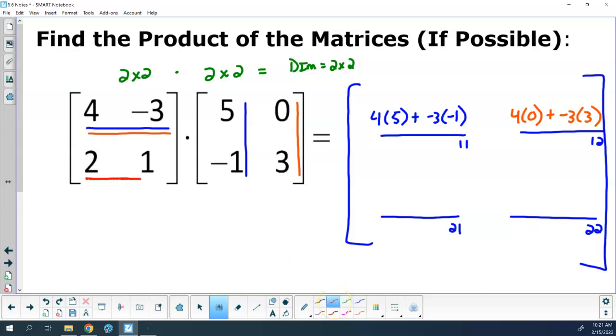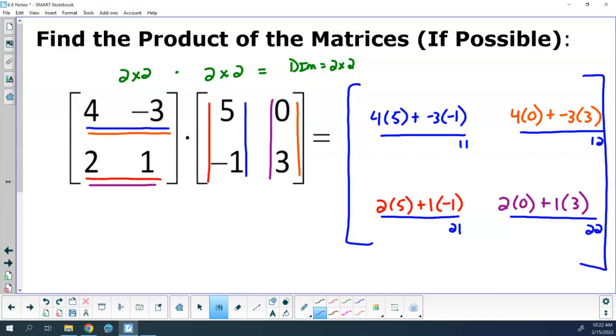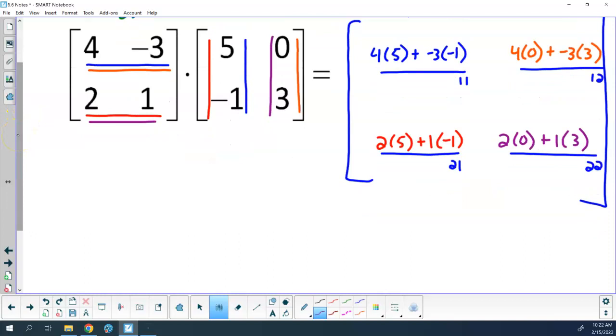Then I take the second row times the first column: 2 times 5 plus 1 times -1. Then I take the second row times the second column: 2 times 0 plus 1 times 3. Now I just got to do the math.